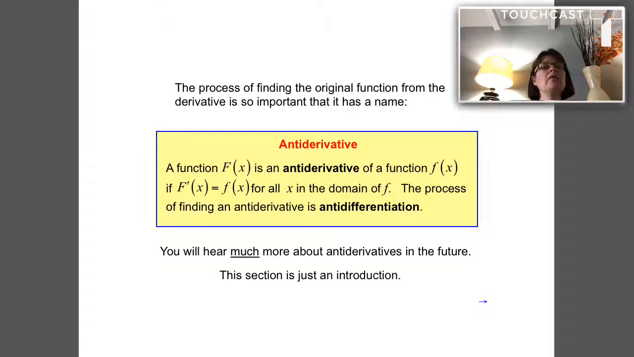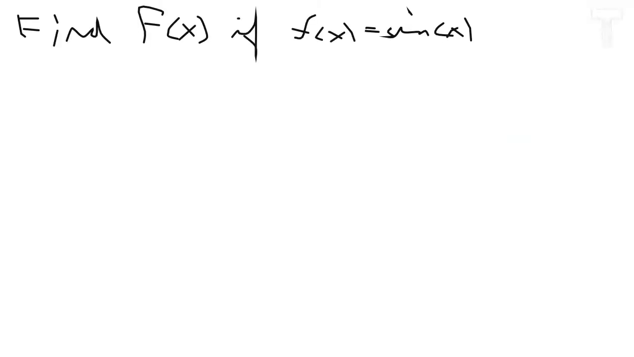f of x? So a function, capital F of x, is an antiderivative of little f of x if the derivative of capital F equals little f for all the x's in the domain. The process of finding this function is called antidifferentiation, or finding an antiderivative. So take a look at that first problem on your handout.